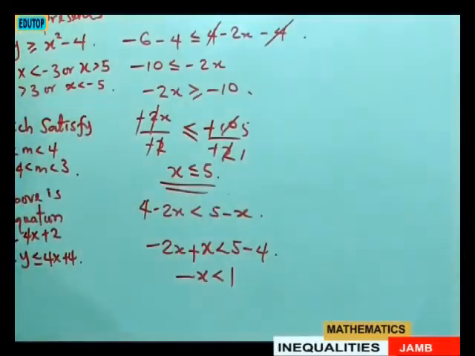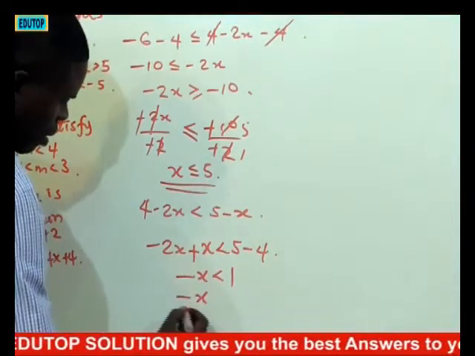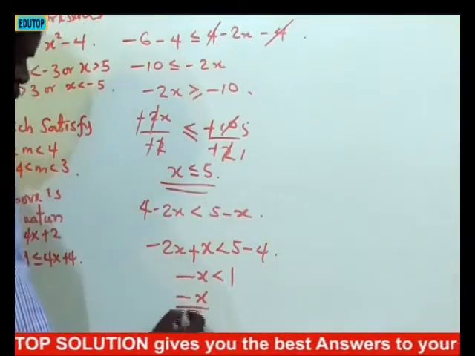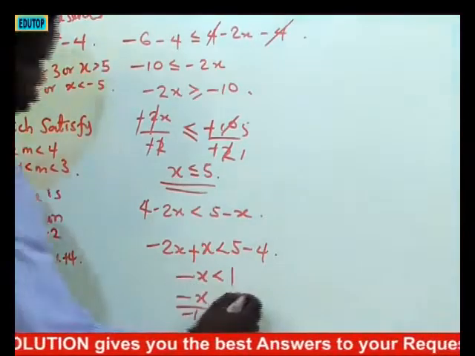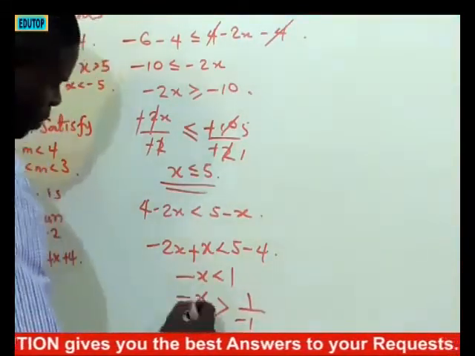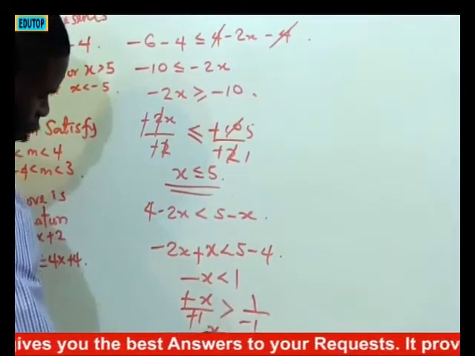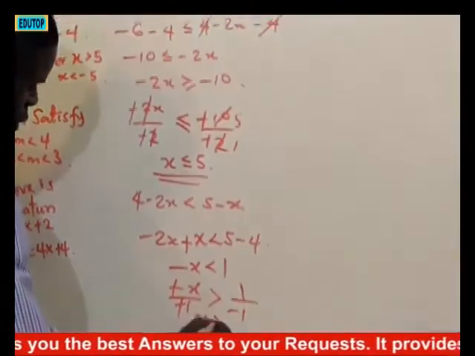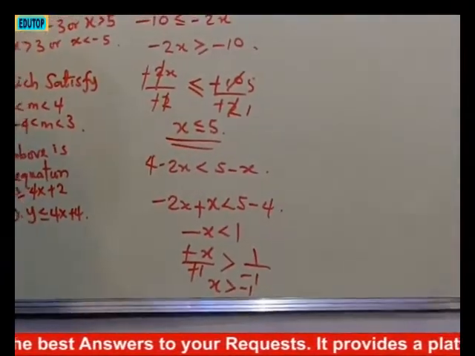So I divide both sides by what? Minus 1. So I have minus x divided by minus 1. As soon as I divide by a negative, this sign will change to the other side. 1 divided by minus 1. Minus cancels minus. So x will be 1 divided by minus 1. That is minus 1. So x is greater than what? Minus 1.